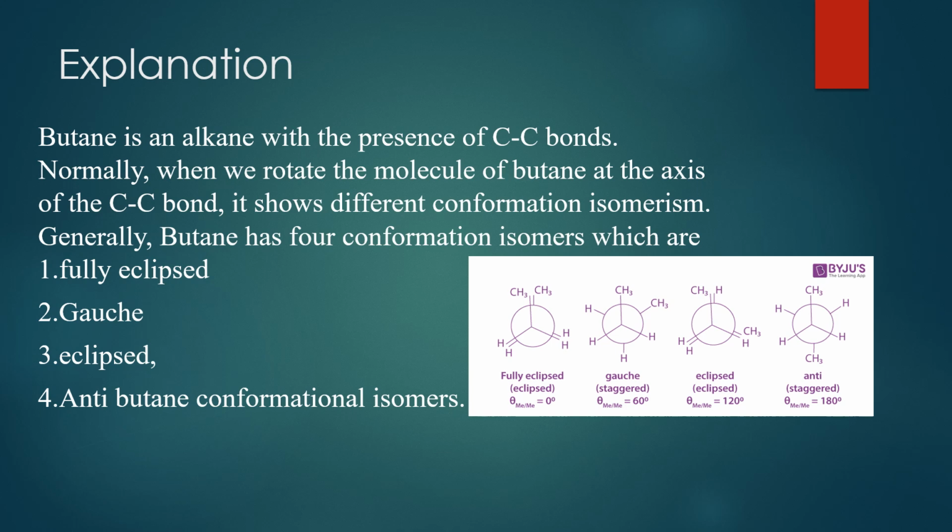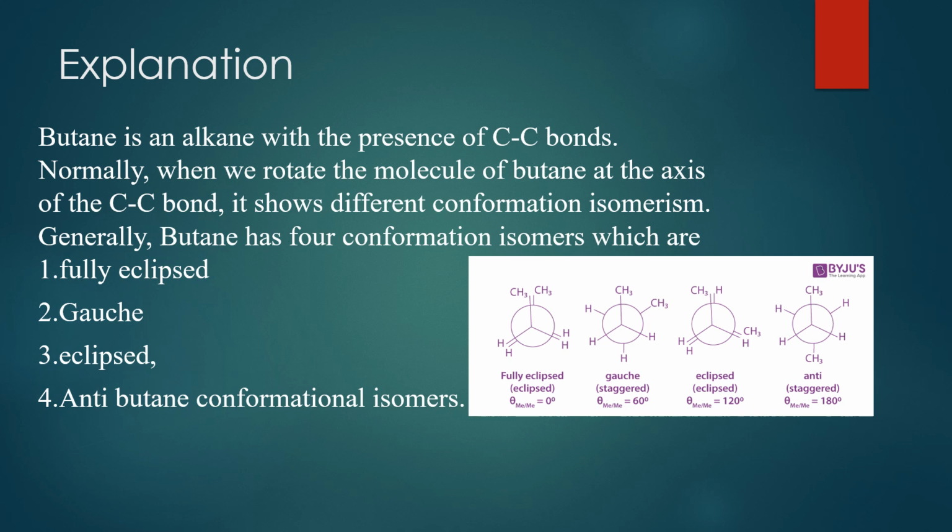Now, if we rotate the front methyl group by 60 degrees, or when the dihedral angle is 60 degrees, then there is a formation of gauche or staggered conformation, as we can see in the picture. It basically has the presence of identical groups at 60 degrees from one another. This type of conformation is more stable as there is little hindrance between the same molecules.